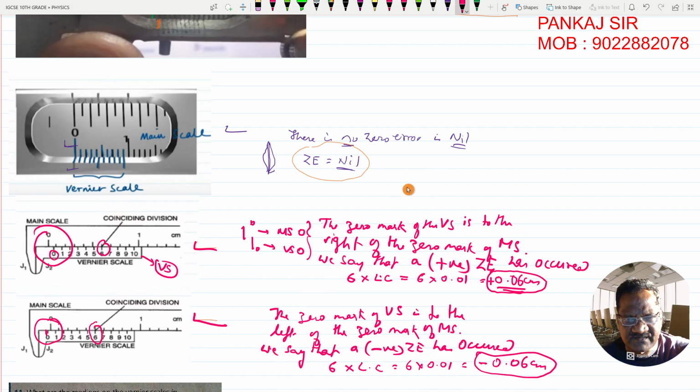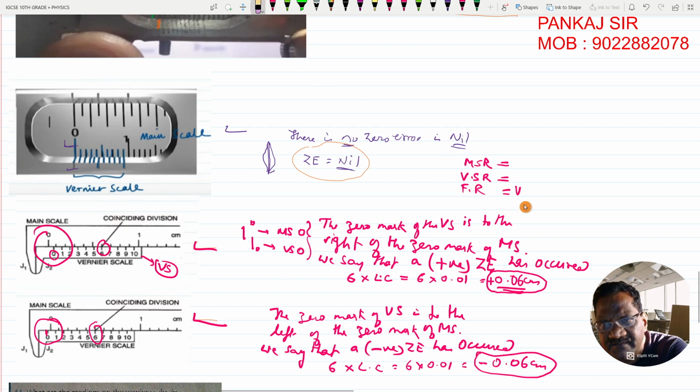Whenever you take any reading, suppose you are taking the reading of the length of a particular object, your reading will be divided into this category. First will be the main scale reading. Then you will have some Vernier scale reading. Then you will have a final reading, which is nothing but main scale reading plus Vernier scale reading, minus the zero error.